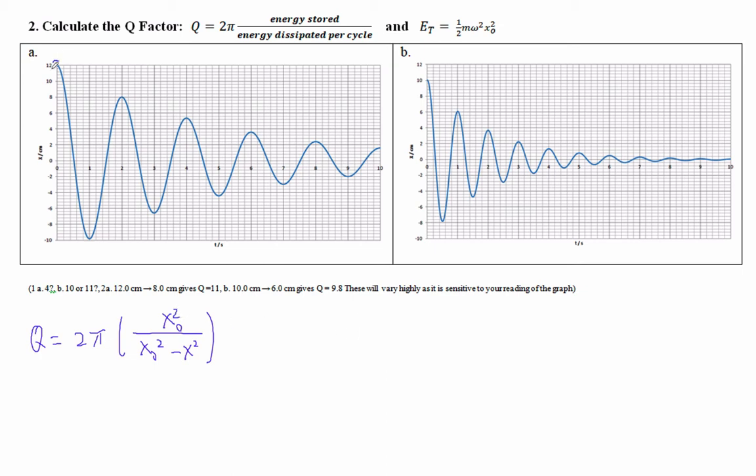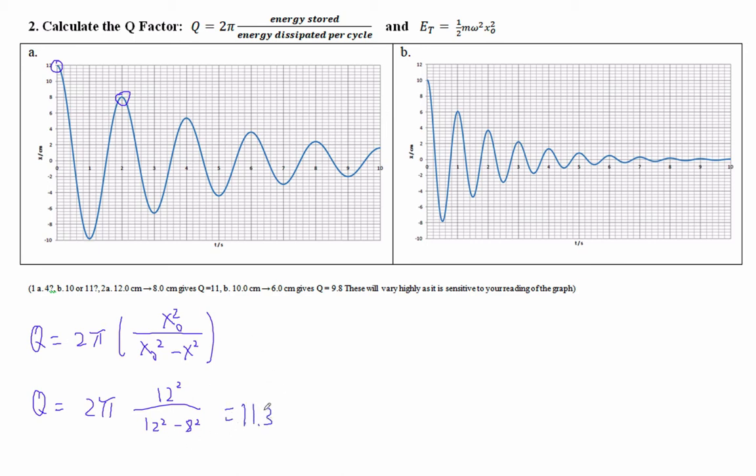Okay, so let's take a look at this. The initial one is 12. The final one is 8, is my guess. So our Q on this side is 2 pi times 12 squared over 12 squared minus 8 squared. Let's figure that out. 2 pi times 12 squared divided by parentheses 12 squared minus 8 squared. I'm getting 11.3 roughly.